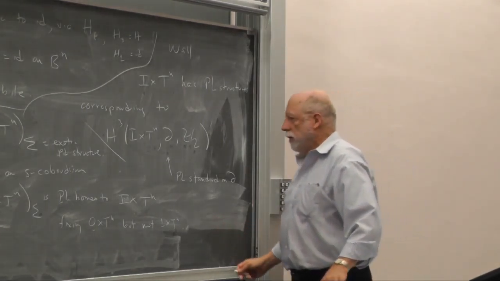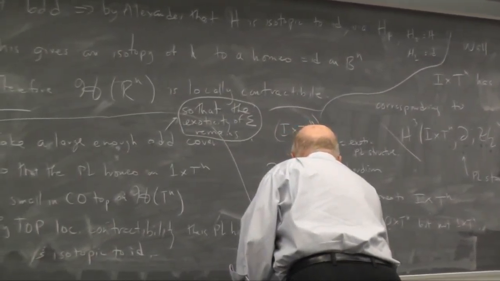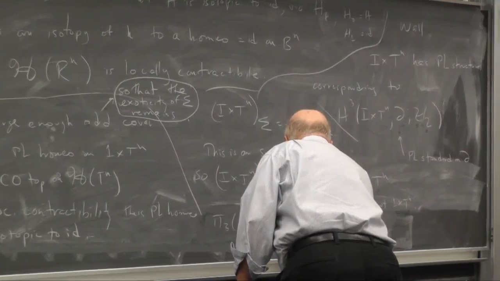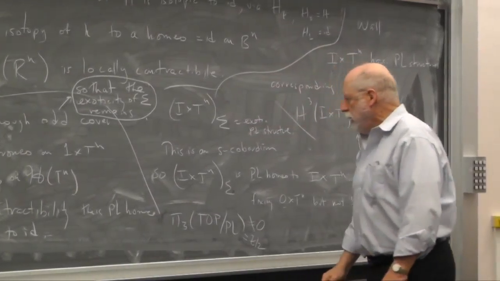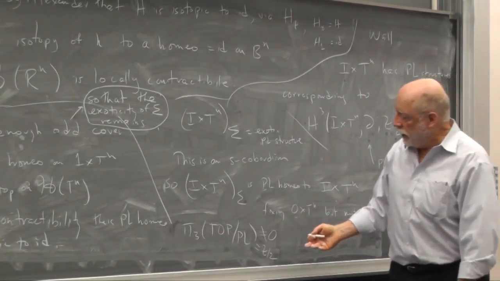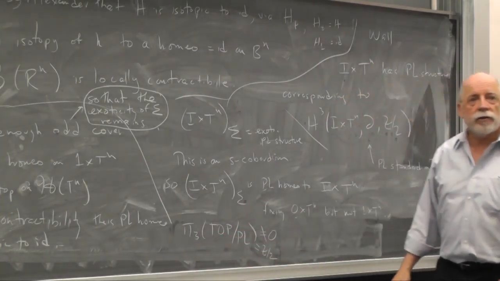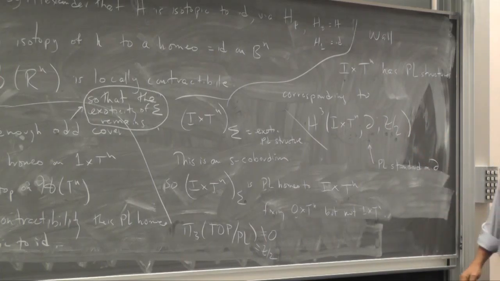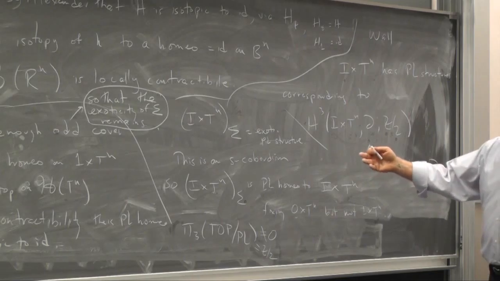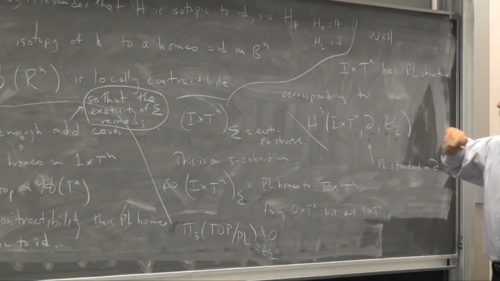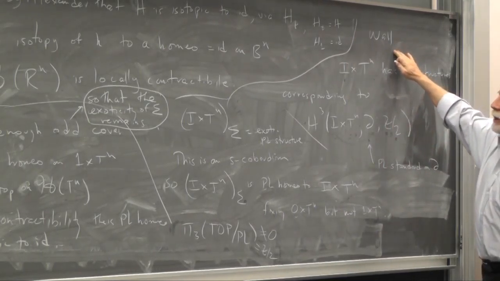And the corollary of this is that pi 3 of top mod PL is, well, this says it's not zero, and in fact it's equal to Z mod 2. Now, what I told you here doesn't say it's pi 3, it just says there's some k handle, but for later stuff we'll find out it's dimension 3. And once again, it's this Arf invariant, this Rokhlin invariant. All I've used here is local contractibility, which we haven't yet proved for the n-torus. But you've seen it for R^n, and it's going to be the same idea. And then we find the hard theorem of Wall.